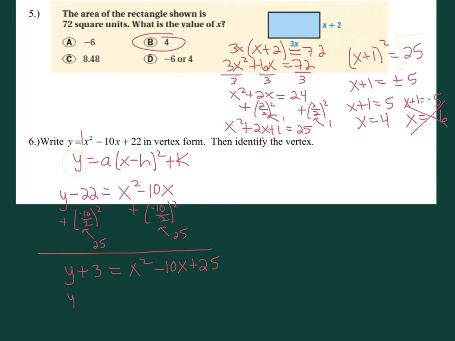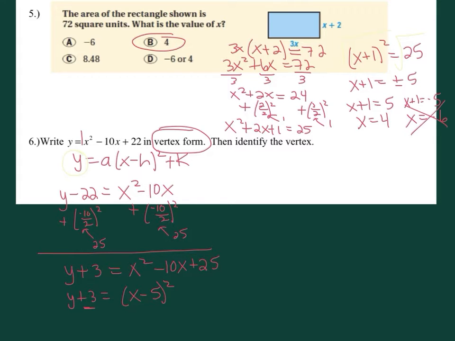Well, now we can factor that right-hand side and rewrite it as x minus 5, the quantity squared, because it'd be x minus 5 times x minus 5. And I've successfully completed the square. They want me to write my equation in vertex form. I'm pretty close to vertex form. The problem is this plus 3. I need it to just be y equals.